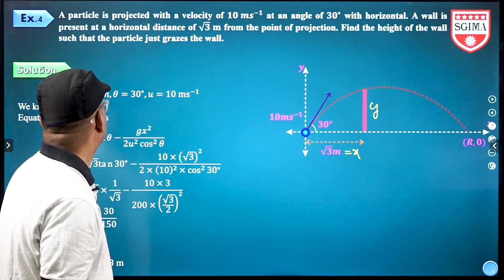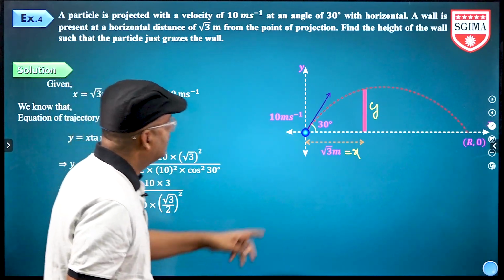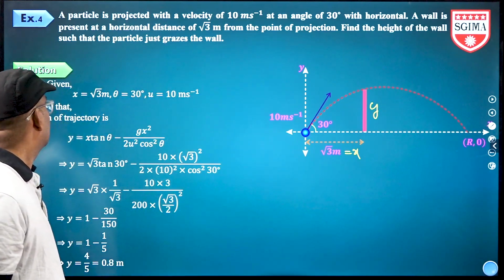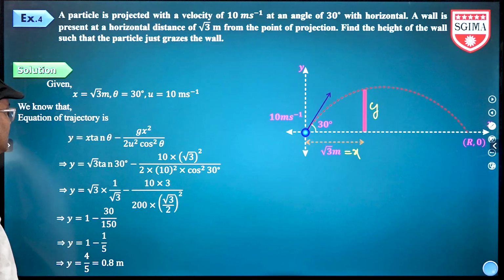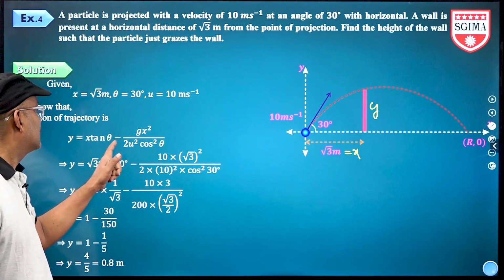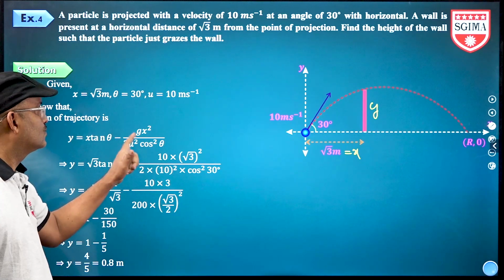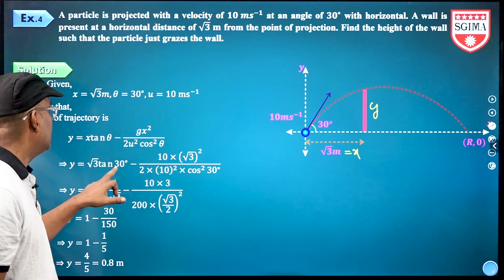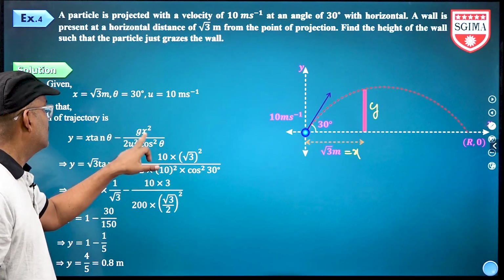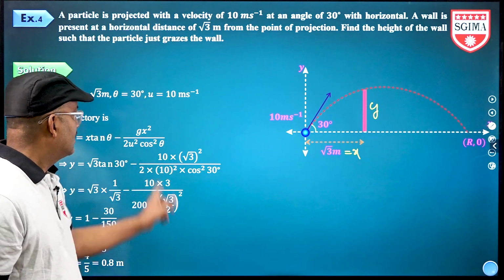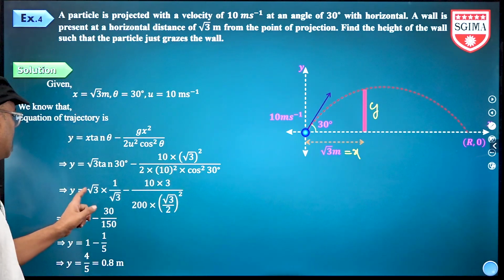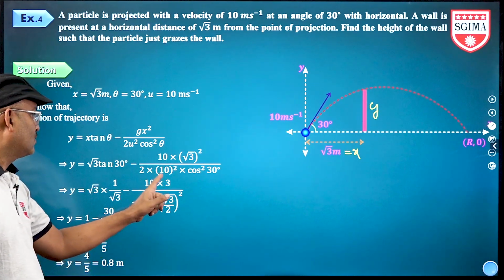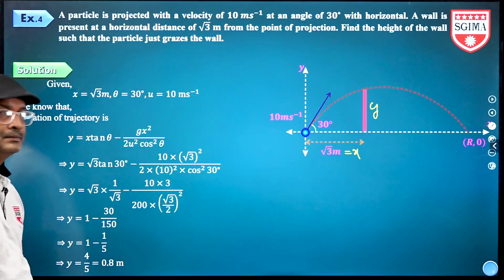Okay. Then, x value is root 3 meters, theta value is 30 degrees, u value is 10 meters per second. We know that the equation of trajectory is y = x tan theta minus g x square by 2u square cos square theta. I am substituting the values: y = root 3 tan 30 minus g x square, root 3 square, by 2 into 10 square cos square 30. So, y value is root 3 tan 30, which is 1 by root 3, minus 10 into 3 by 200 into root 3 by 2 whole square.